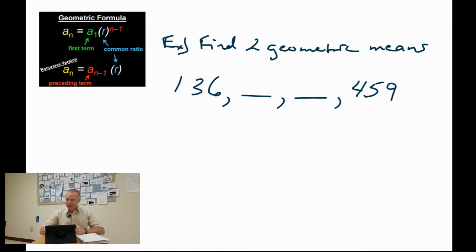136, some number, and 459. Boy, I wish I knew that common ratio. I bet you do too. That's exactly what you need to find. Now, you can find that common ratio with brute force. Brute force would take 459 and divide it by 136.